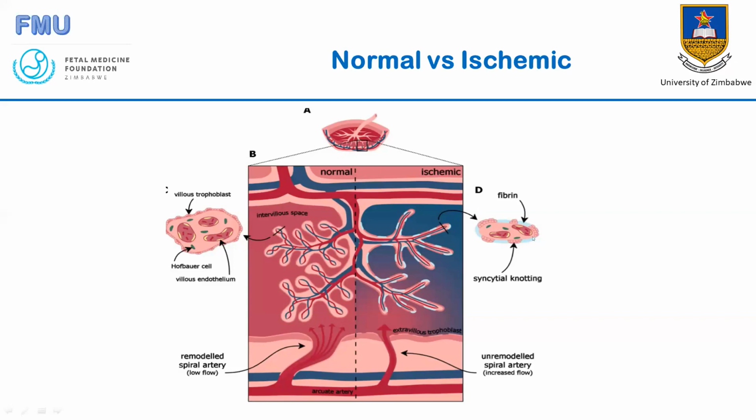Whilst on the ischemic one, there is now syncytial knotting as well as fibrin deposition, and it results in stiffness of these vessels, and it will have an impact on the flow of blood through the placenta.